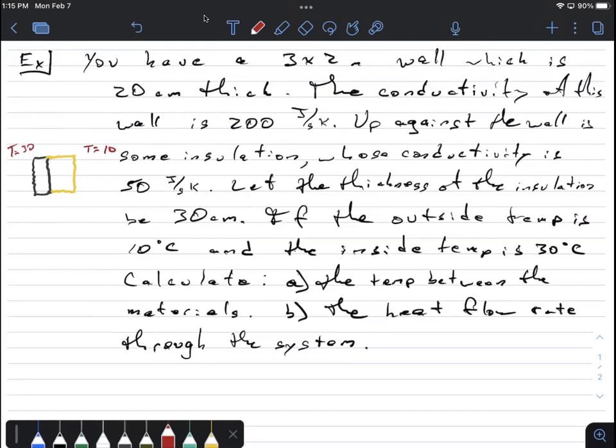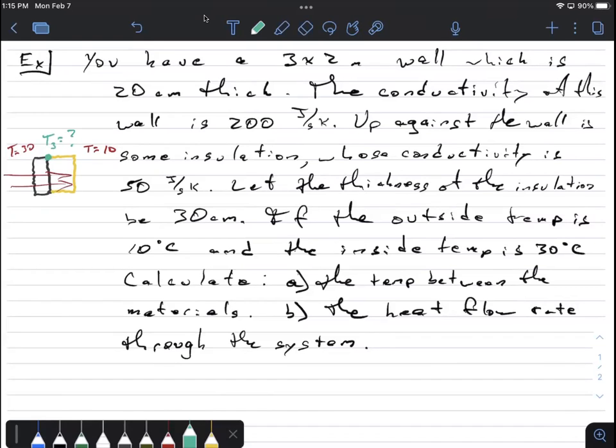And so what's going to happen, of course, is the heat wants to flow from the hot side to the cold side. So heat will flow through the system this way. And what we want to calculate is two different things. Number one, we want to know right here where the two materials touch, what is this temperature? I'll call it T3. What is the temperature in the middle?